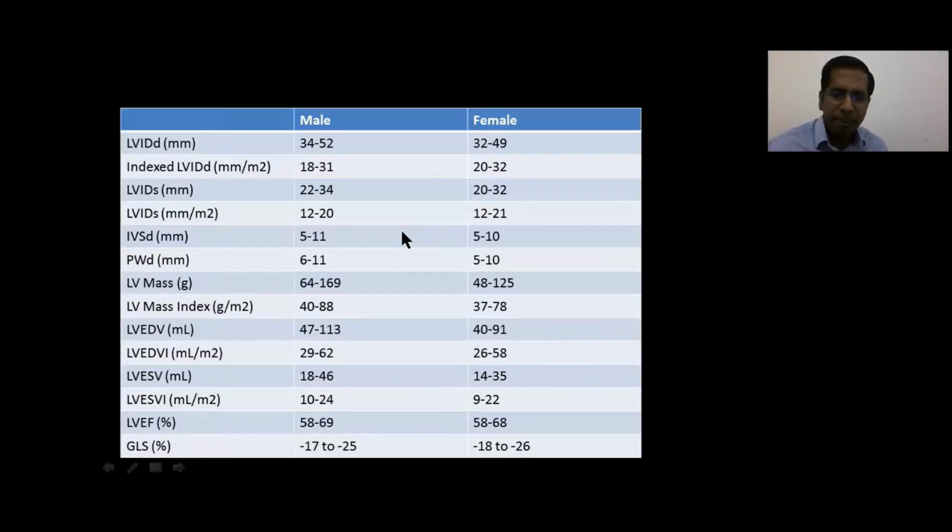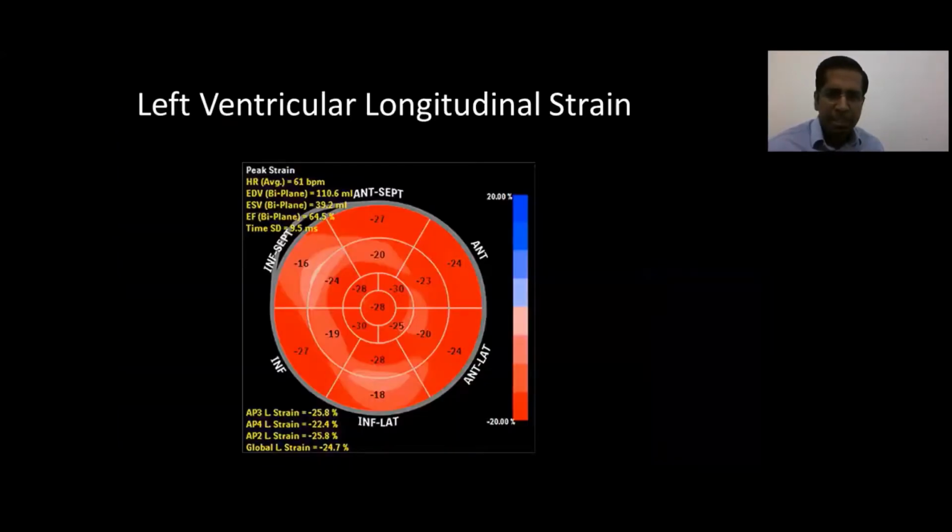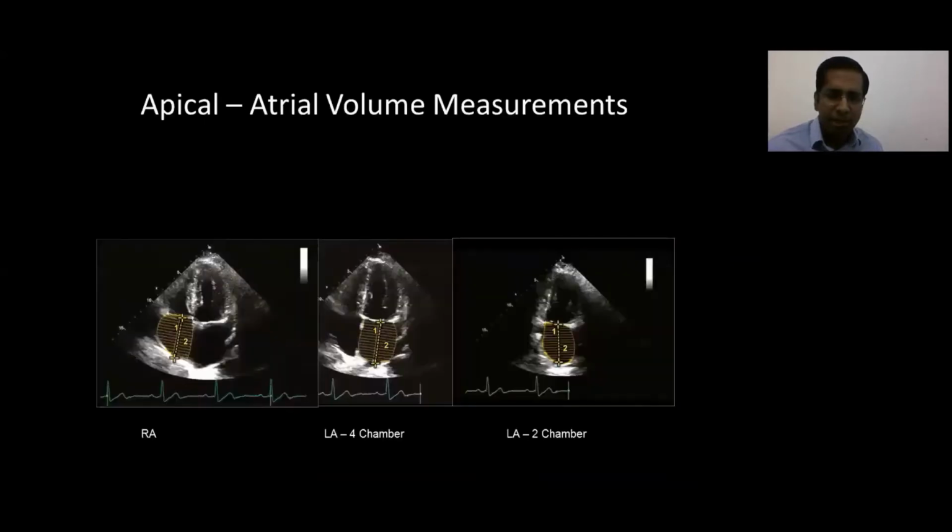So now, what should we be following? All that is still up to individual lab practice. But it is good to stick to standard ways of acquiring and standard ways of reporting, and be aware that these numbers are not fixed. It will depend on the size of the individual, it will depend on the race, and it will also depend a lot on emerging data. So this is just to show the LV GLS. GLS is normal, nearly minus 25 in this particular patient.